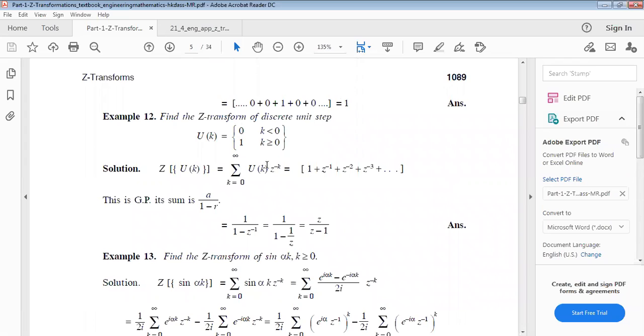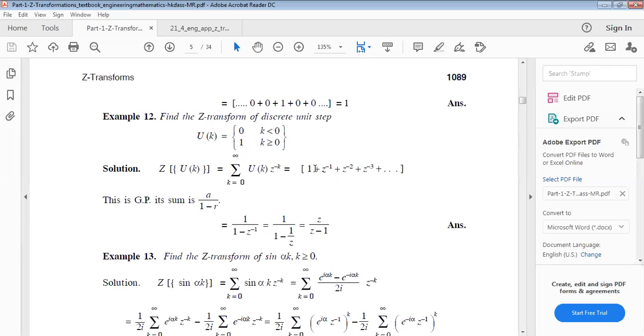The transformation of the discrete unit u of k equals 1 for k greater than or equal to 0 and 0 for k less than 0. Therefore the Z transformation of this u of k, by the definition of Z transformation, here the limit of k will be 0 to infinity. This sequence function u of k z to the power minus k can be written like this: 1 plus z to the power minus 1, just putting the value of k, and u of k will be only 1 for these non-zero values of k. This can be written, after putting 0, z to the power 0 equals 1, z to the power minus 1, z to the power minus 2, minus 3, up to infinity.